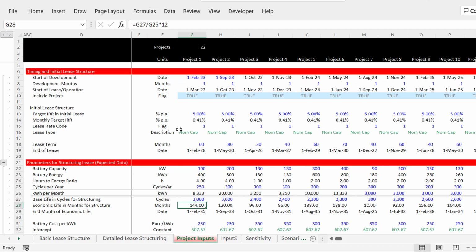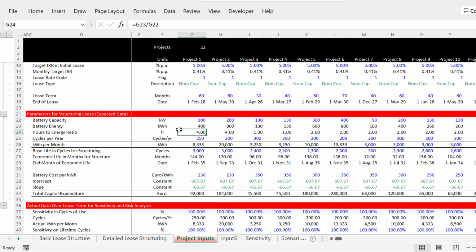I'm trying to be a little efficient. Our battery can have some capacity and some energy, and that gives us a duration, which isn't really hours, but it's kind of like hours. And then we can see how many cycles per year we have.